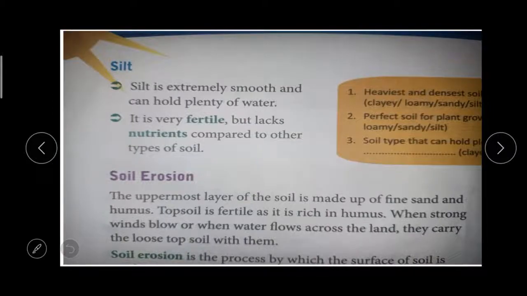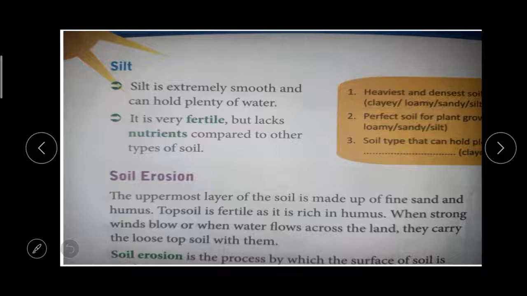Then the last one is silt. Silt is an extremely smooth soil. It can hold plenty of water. It is very fertile, but the nutrients are fewer compared with the other types of soil.